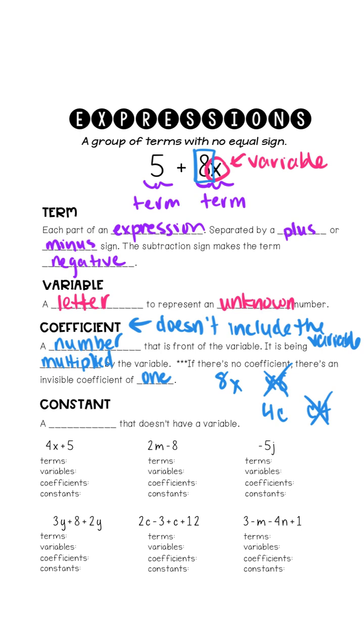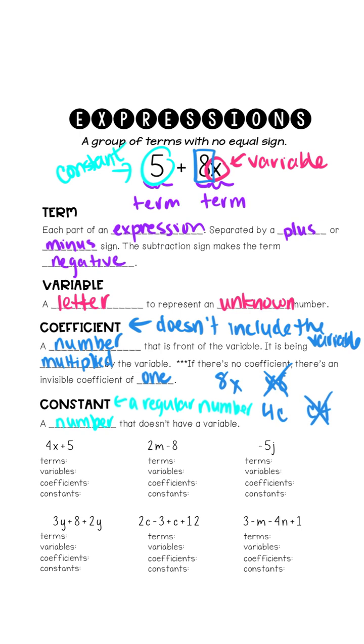Next, we're going to talk about a constant. A constant always confuses people, but y'all, a constant's nothing to be scared of. It's really literally just a regular number. So it's a number that doesn't have a variable. So what would the constant in the expression above be? 5. This is your constant right there.